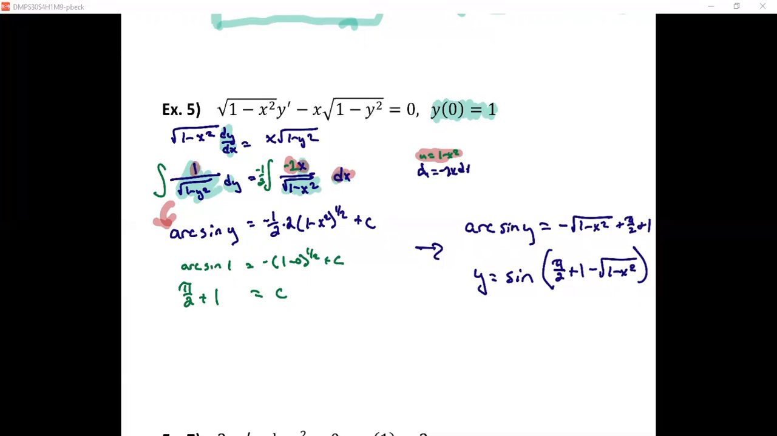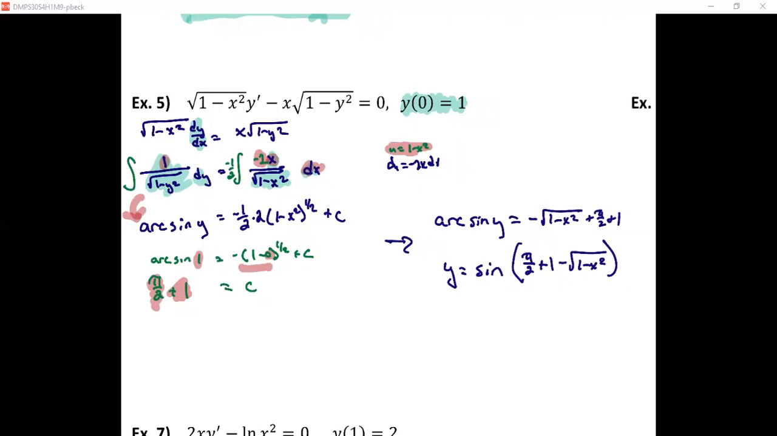But I integrated both sides, and this is where I'm using my particular solution. My y value is 1 when my x value is 0, and I'm able to get my c value. The arcsine of 1, if you guys remember, is pi over 2. This ends up being negative 1 right here, which I bring over to the left side, so c is pi over 2 plus 1. Then I went ahead and took this and brought it over. So the arcsine of y is that expression.